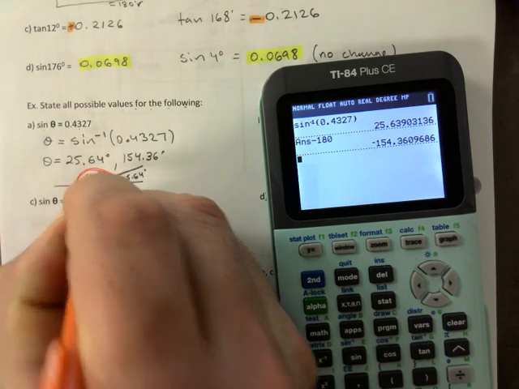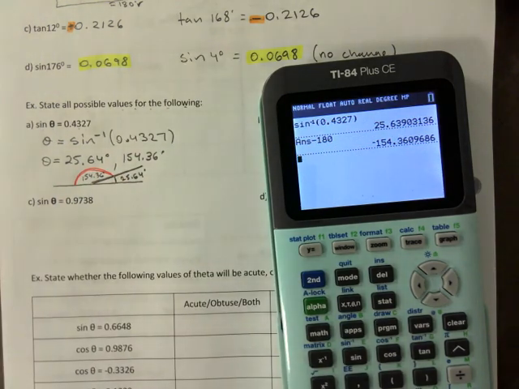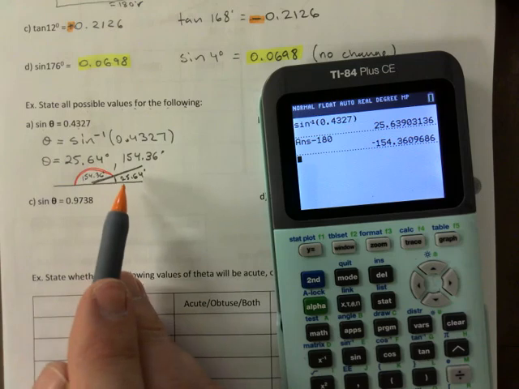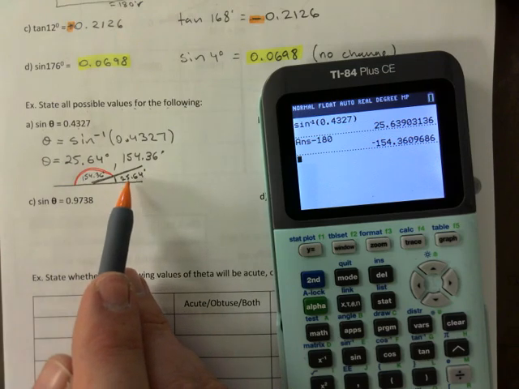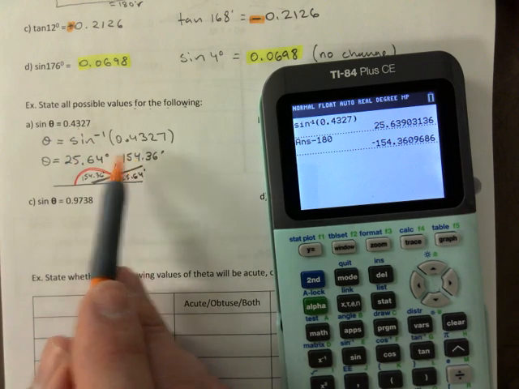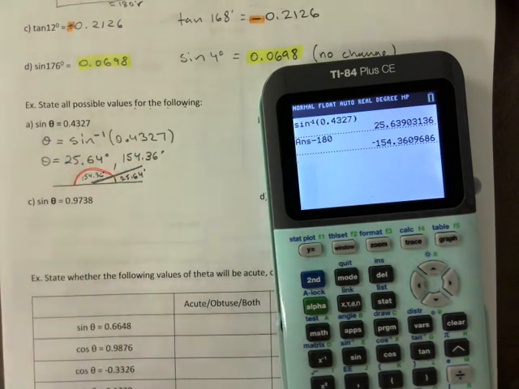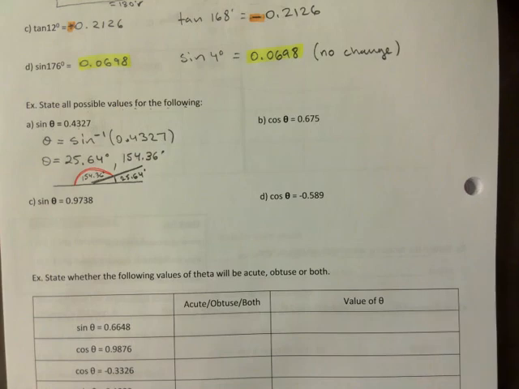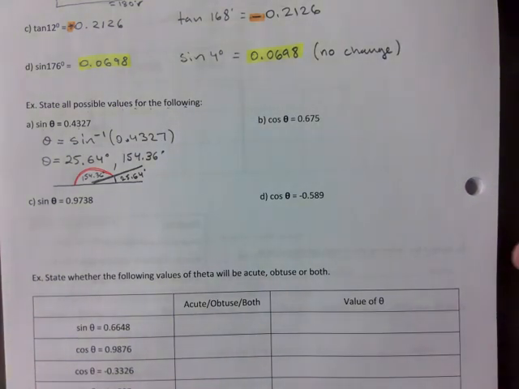This is 154.36, because sine doesn't differentiate. It will always give you the acute angle, but it could be that you're referring to the obtuse. So you have to say, hey, there are two possible answers, technically. Okay. Let's keep going.